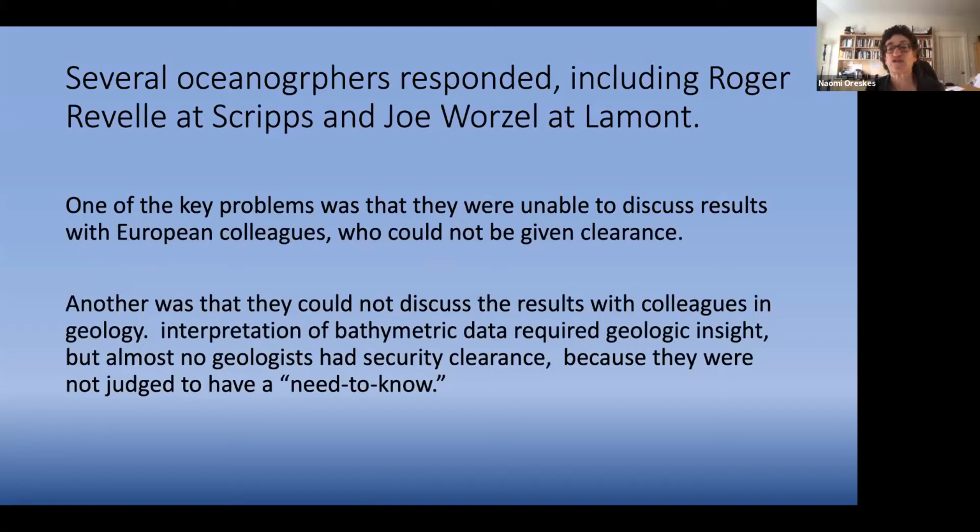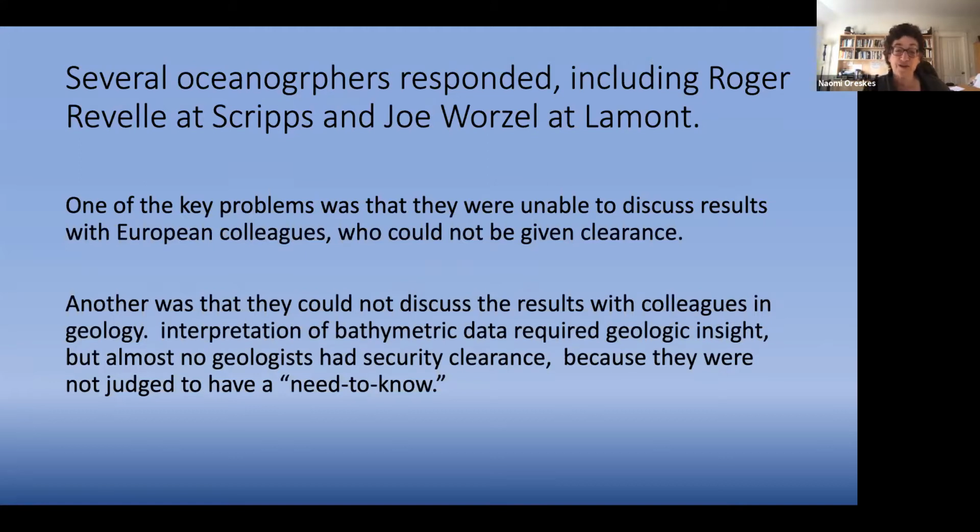And several oceanographers did. And they included Roger Revelle at Scripps and Joe Worzel at Lamont. So these are two scientists who work really closely with the Navy, who like the Navy, who have many good friends in the Navy. Roger Revelle himself is a Naval Reserve officer, but they write back long and rather passionate memos. One of the key problems, they say, is that they're unable to discuss their results with their European colleagues because the European colleagues could not be given clearance. And so this obviously would include people like Vening Meinesz and Umbgrove and Kuenen and the others.